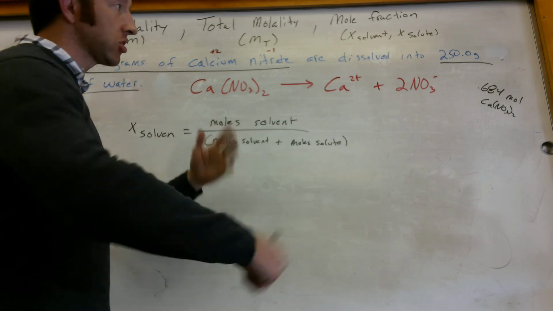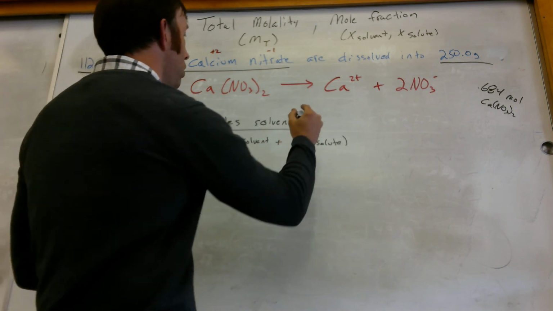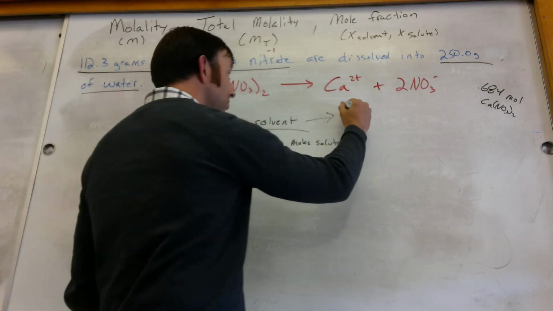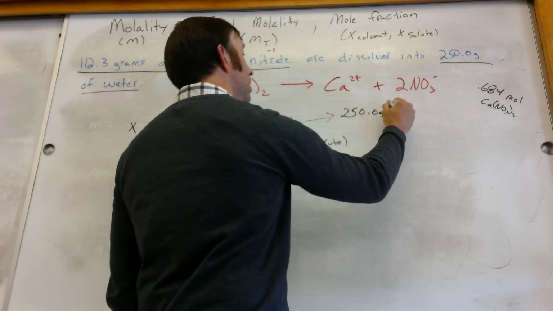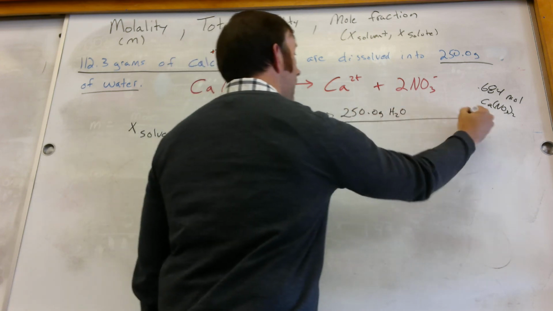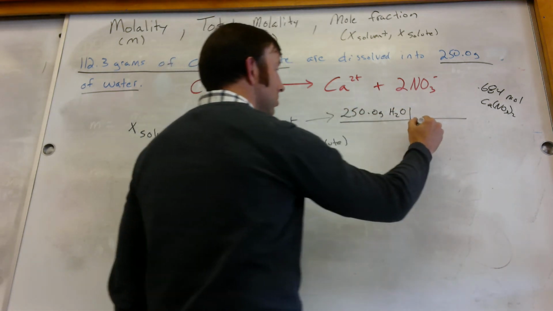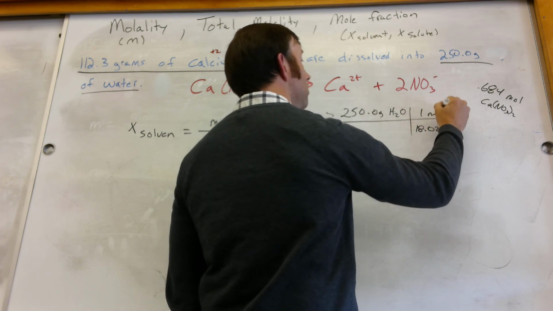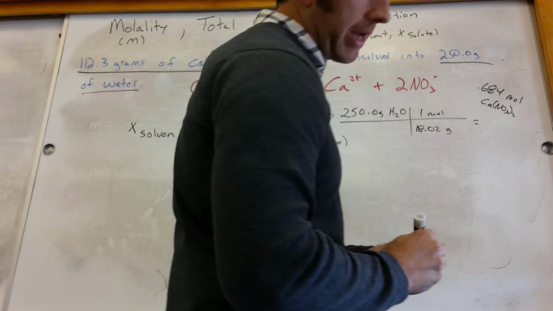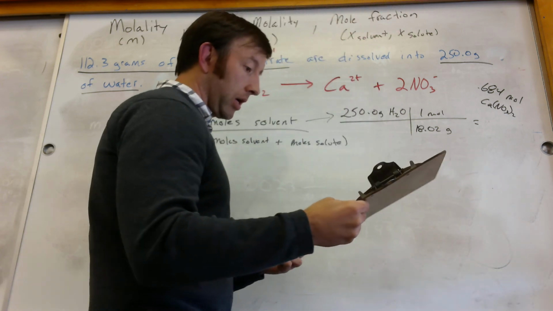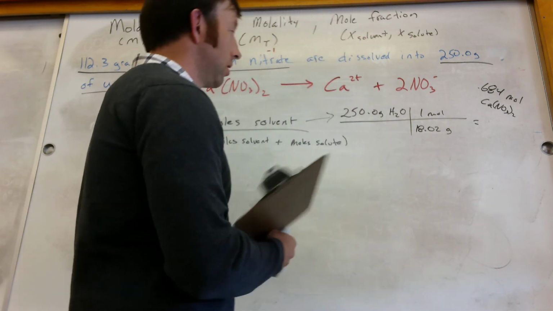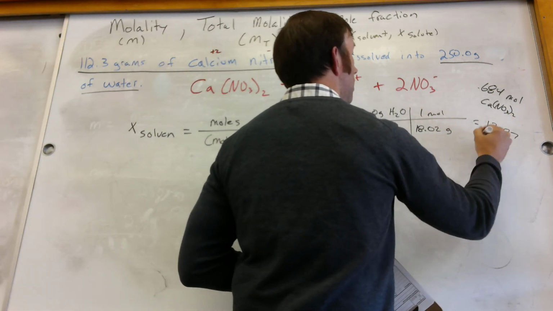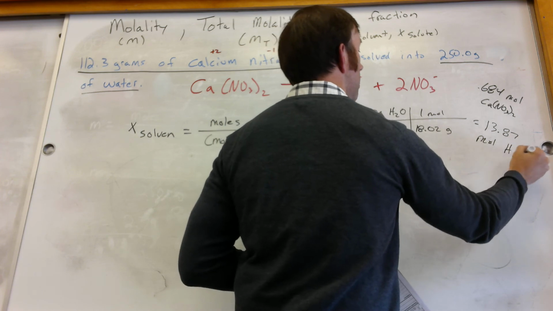So I find that just like I normally would. I need to know my moles of solvent. I have 250 grams of water, and convert that into moles. The molar mass of water being 18.02 grams per mole, what that gives me as a result is 13.87 moles of water.